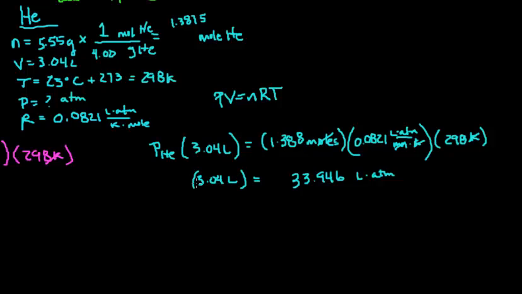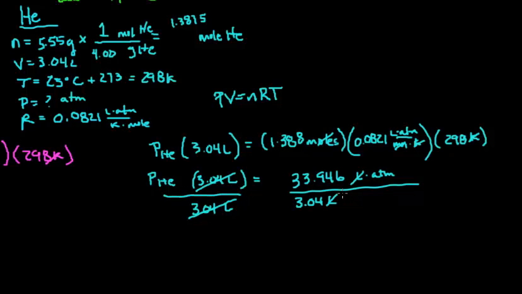is equal to 3.04 liters times the pressure of helium. And pressure of helium is what I'm trying to find. I want that variable by itself. So I'm going to divide by 3.04 liters. Any number divided by itself cancels out. Anything I do over here, I have to do on the other side of the equal sign. 3.04 liters.